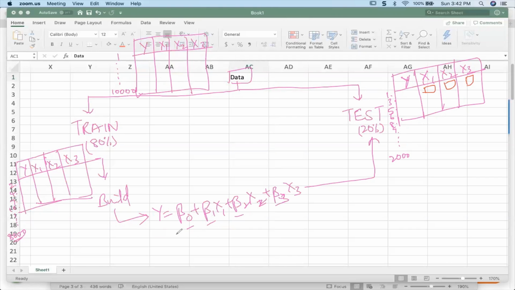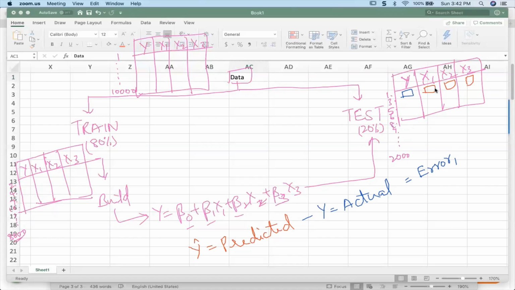What would you get? You'll get a predicted value. However, if you look at this, you have the actual value. And when you subtract your predicted value from the actual value, the resultant is called error. Error for this first entry.